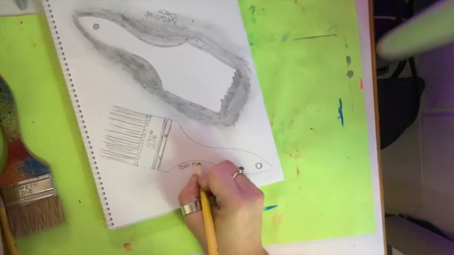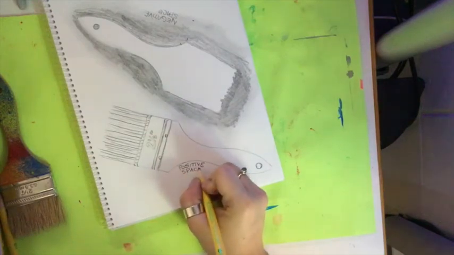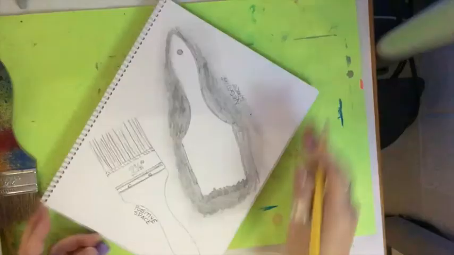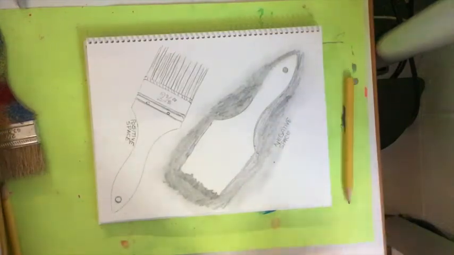Okay friends, that's it for this short lesson or study on space. Like we learned in the video, there's 3 different kinds of space. Today we focused on positive and negative space. Next week, we'll talk more about 3D space by creating a landscape.